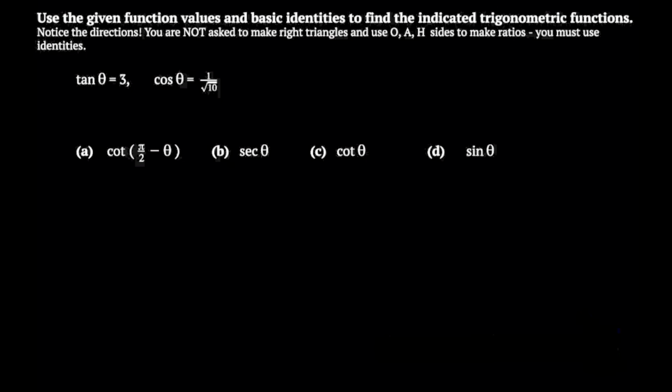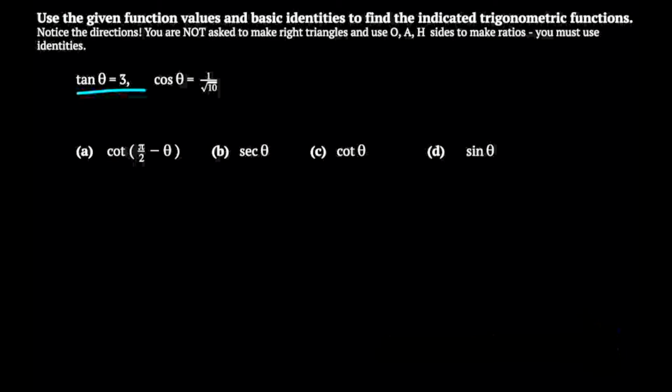After all of that, we can finally look at 3 examples of using these identities to find trig values. The directions here say use the given function values and basic identities to find the indicated trig functions. And in the directions, it doesn't say to make right triangles and use opposite, adjacent, and hypotenuse sides. We have to use the identities. So these are just exercises to see if you can apply what you know.